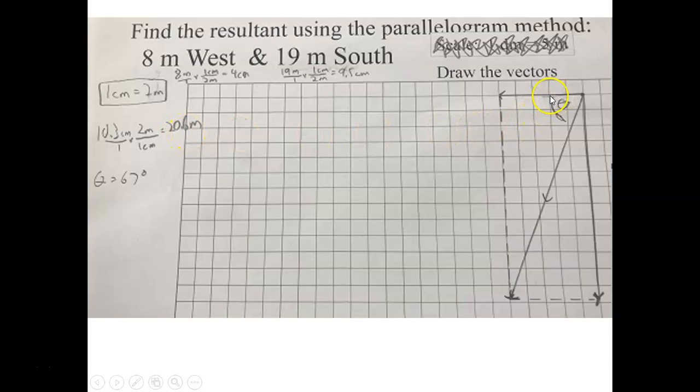And then I use my protractor and I measure this angle. You could have measured this angle here too. It would have been fine. I just measured this angle. But you want to measure the angle compared to the resultant, okay, and I got 67 degrees. Okay, so not a big deal.